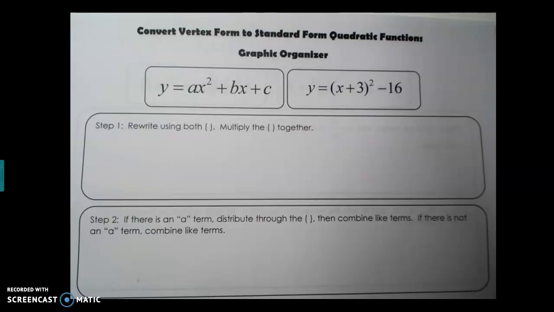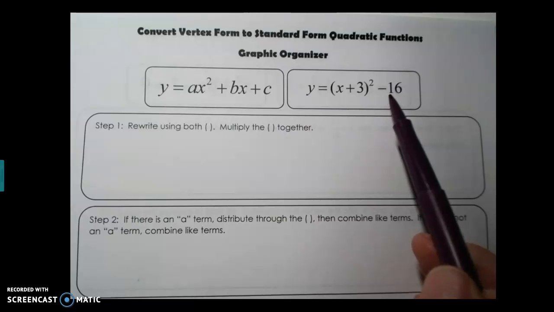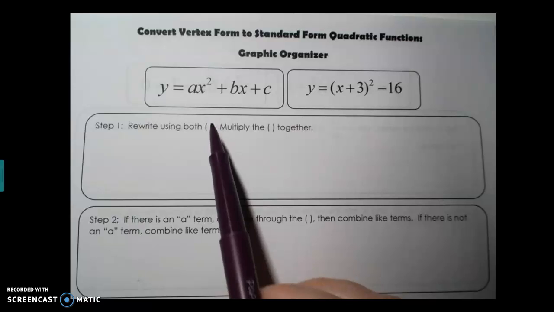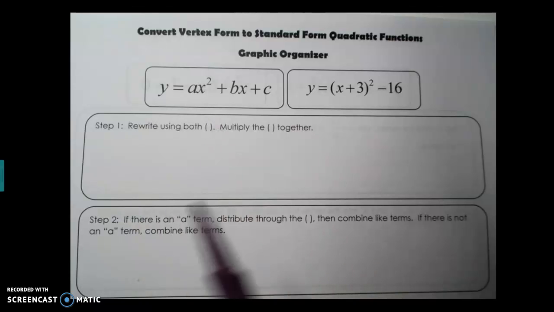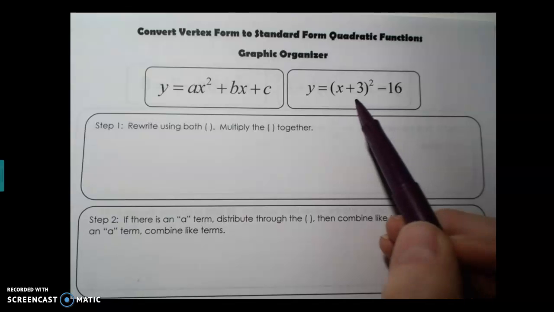All right, these are going to be the notes for converting back and forth between standard form and vertex form. On this example, I'm giving you the vertex form, and we're going to rewrite it in your standard form, ax squared plus bx plus c. This is pretty simple, as long as you can multiply and combine like terms.